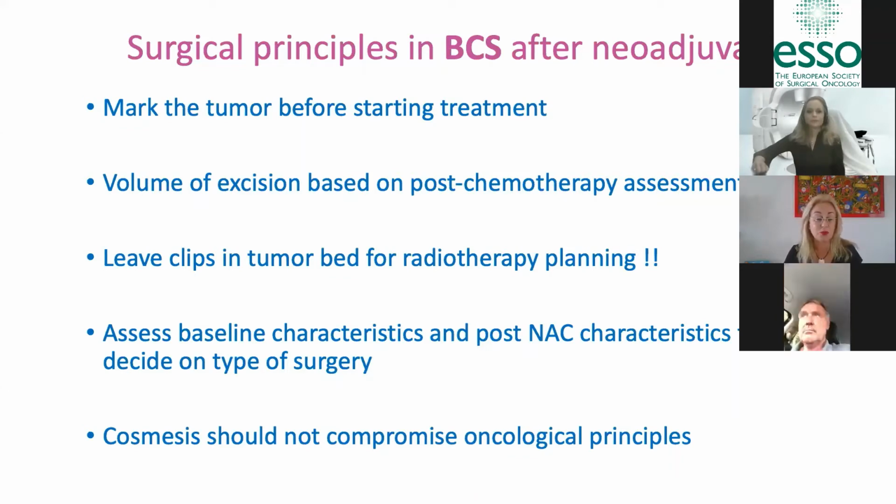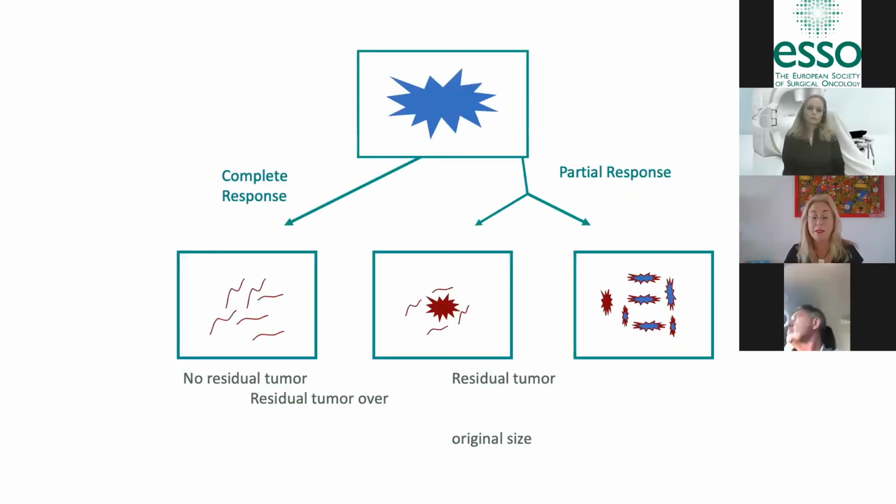to place the boost. We need to assess baseline characteristics and post-neoadjuvant treatment characteristics to decide the size and the type of surgery. So when we see the patient, we tell her, we are going to give you neoadjuvant treatment, and if this is the response or that, we may change the type of surgery. Also important is that the cosmesis should not compromise oncological principles. Sometimes there is no way you can do breast conservative surgery, and then the patient will have a mastectomy.